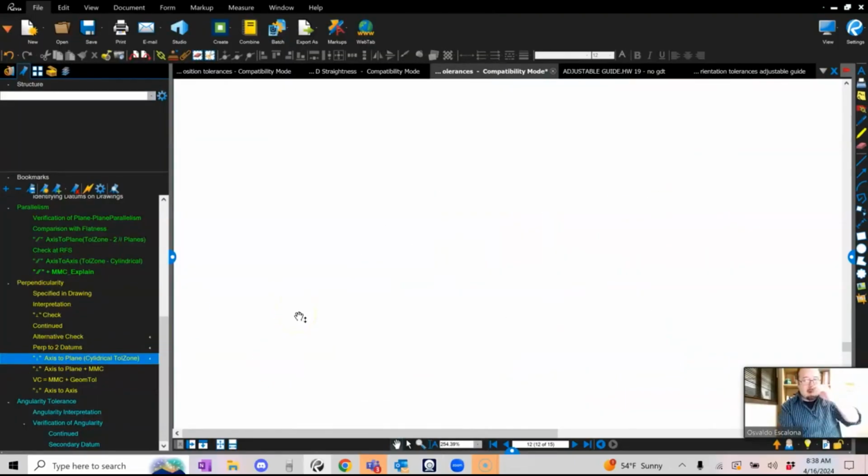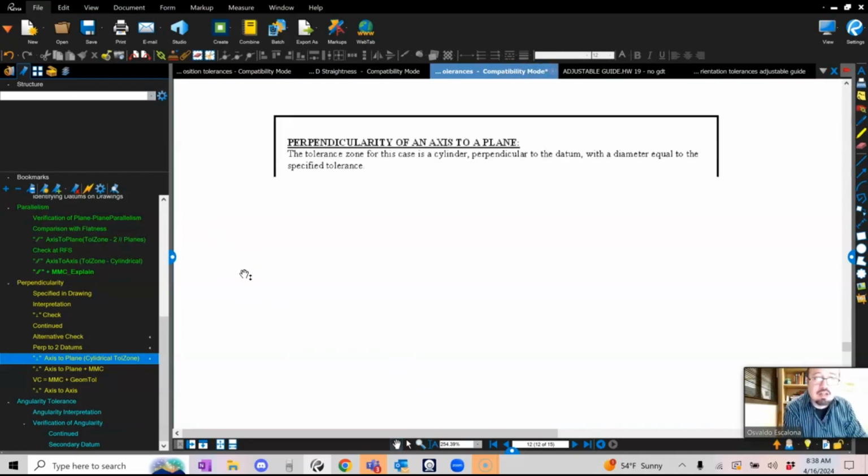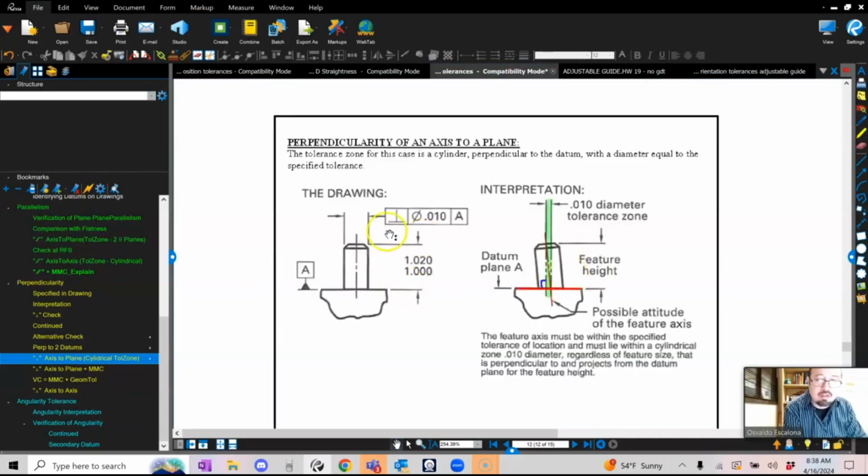What else do I have here? Axis to a plane. So we are still doing, what is the axis? Is the axis the datum, or is it the feature? Let's see what I got here. Okay, this is exactly the same thing that I told you guys. So I have a pin, I have a surface. My feature is a feature of size. You guys can see it. This is the diameter. It's a feature of size. And then I'm controlling the feature of size with respect to datum A. So it's a cylindrical tolerance zone.